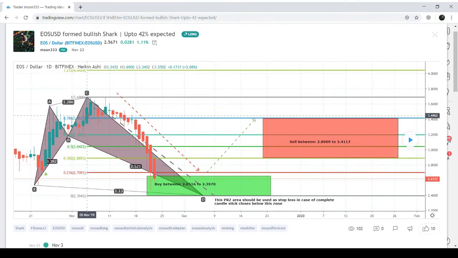And the B to C leg should be retraced between 1.13 up to 1.618 Fibonacci, and you can see we have the retracement of C leg up to 1.286 Fibonacci, which is exactly between 1.13 up to 1.618 Fibonacci. And the C to D leg should be retraced between 0.886 up to 1.13 Fibonacci.